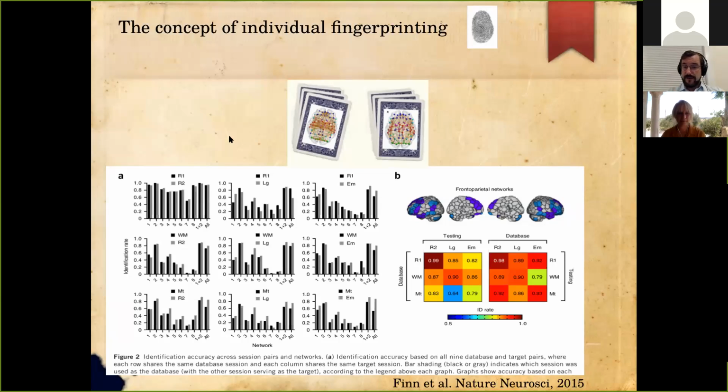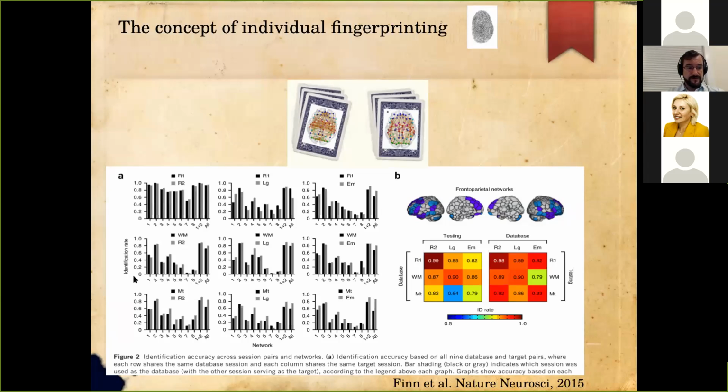Identification rate, which is the y-axis in all these figures, is the percentage of times that you were right, that you were able to match the functional connectome day one or test of subject X with the functional connectome day two or retest of that same subject. The more times we are able to do this, the better it speaks about the data.